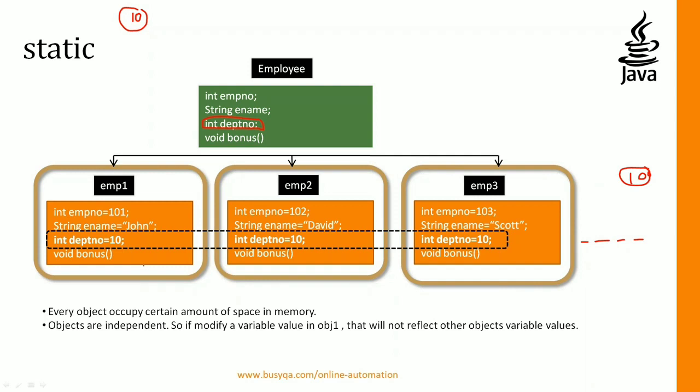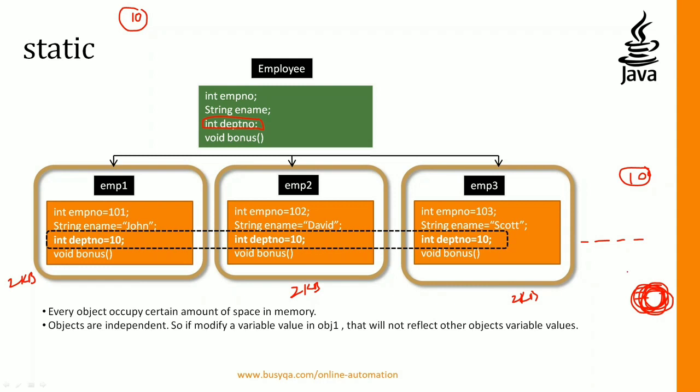A lot of space is occupied. A lot of space is wasted because every object here, with department number 10, requires memory. Let's say here it occupies 2 KB of space, and here it also occupies 2 KB of space. Here also it occupies 2 KB of space. So if you count like this, finally a lot of memory will be occupied. This is the first problem.